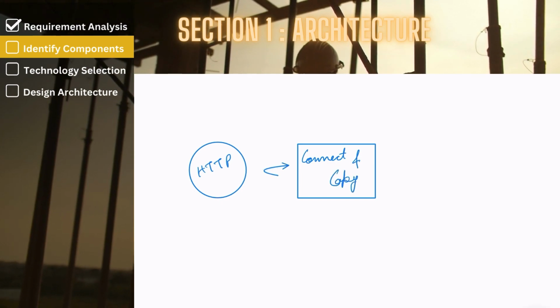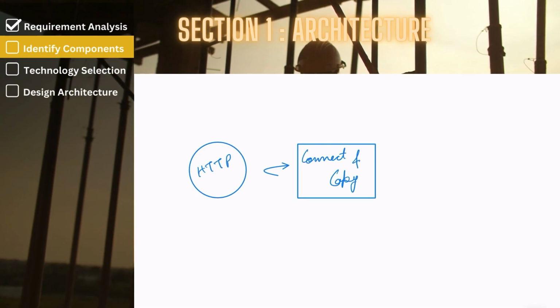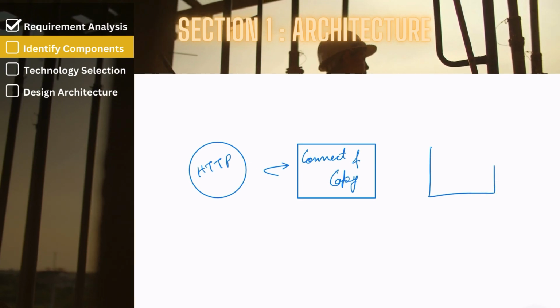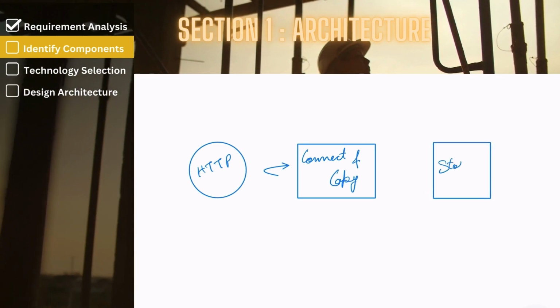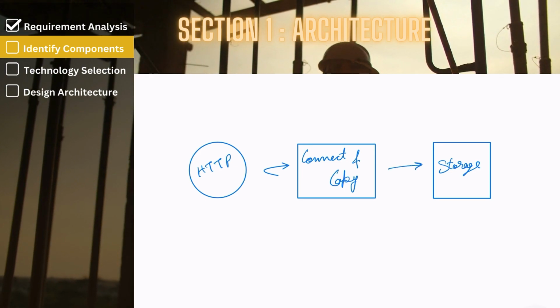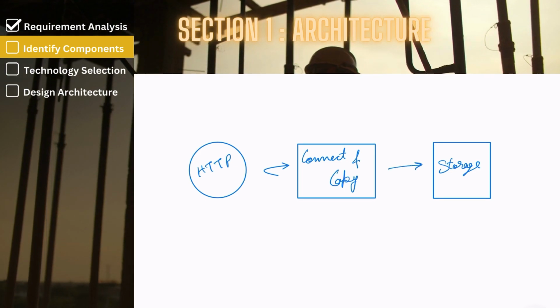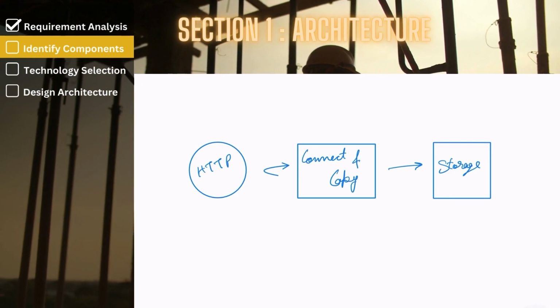So let's bring out our drawing board. Looking at the requirements, we know that the files are present on an HTTP website which is publicly accessible. We need a component that can connect to this website and copy the data over. So that's our component 1. Next component that we need is to store the file that will be copied over. So these are the two components that we would require to implement the solution.